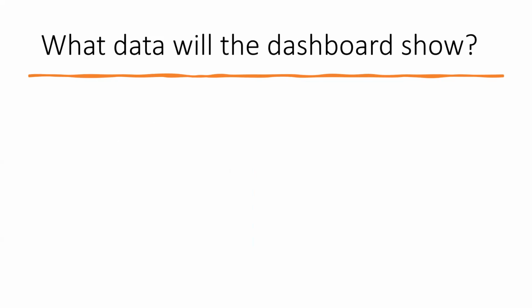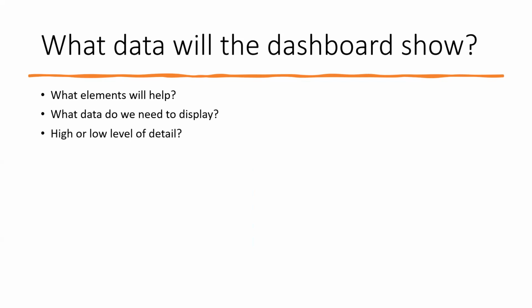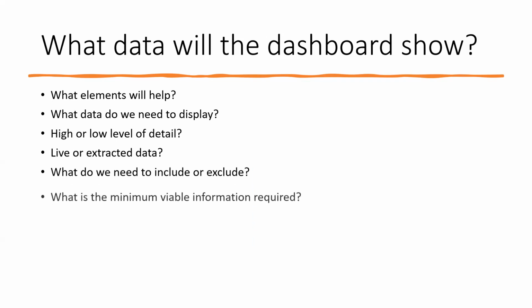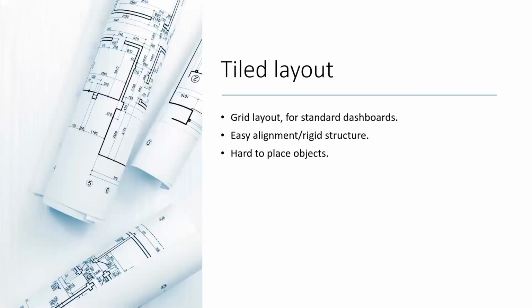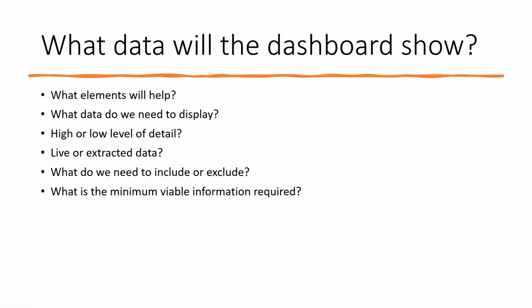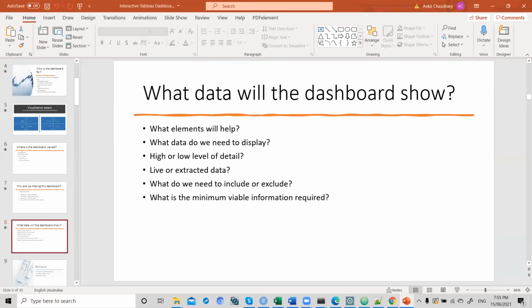And what data will the dashboard show? This is also very important. What elements will help? What data do we need to display? Whether we need to display high level or low level of details, whether the information is live or extracted data, like information should be updated every second or minute, or it's stored in a particular location and we need to pull that information. Also what we need to include or exclude, and what is the minimum viable information required. All these things we need to consider while making a dashboard.